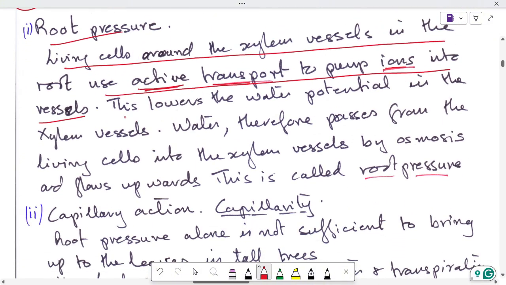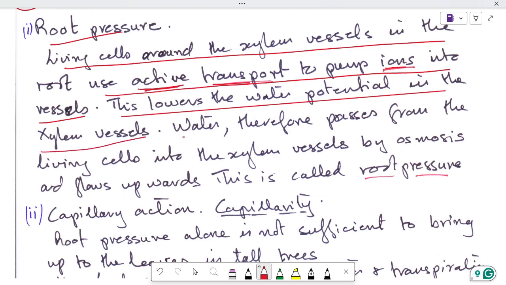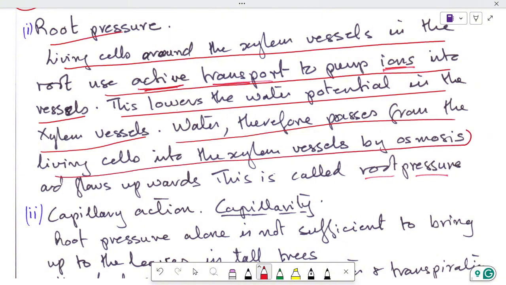Now once the ions are pumped from the cells to the vessels, this lowers the water potential in the xylem vessels. Water therefore passes from the living cells into the xylem vessel by osmosis and flows upwards. This is called root pressure.